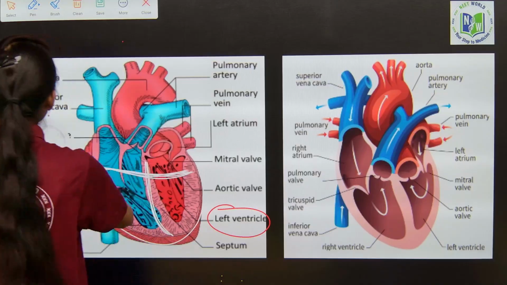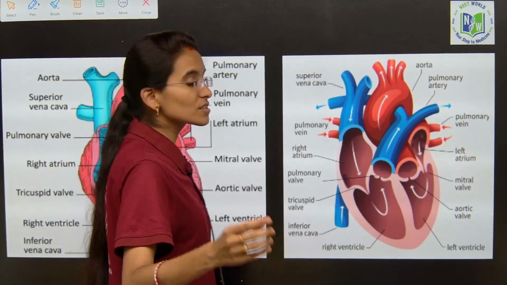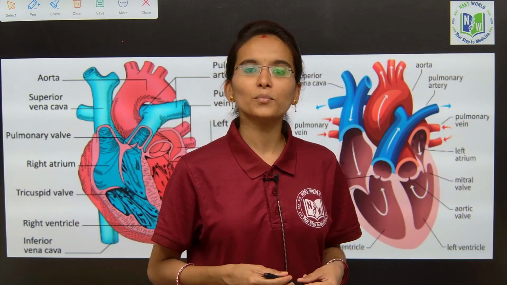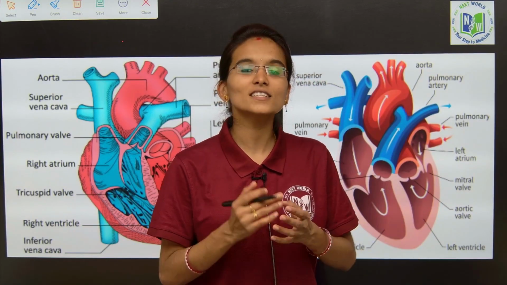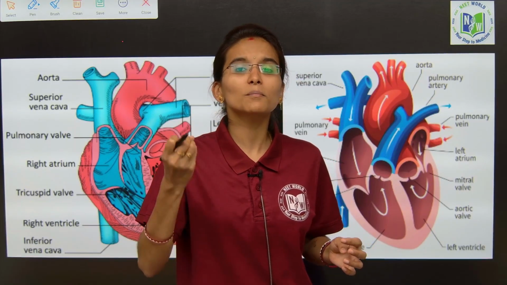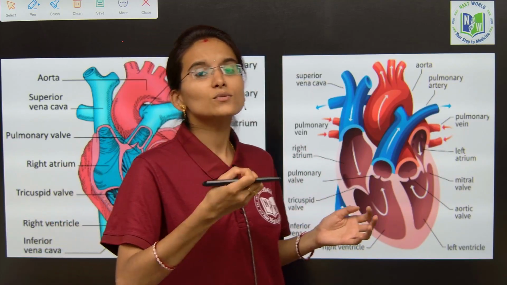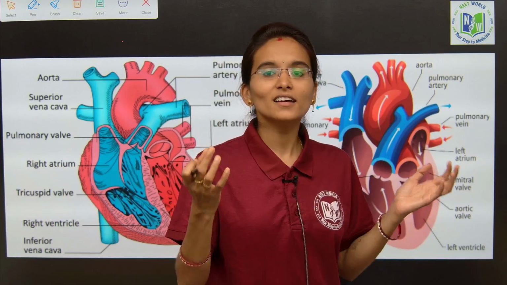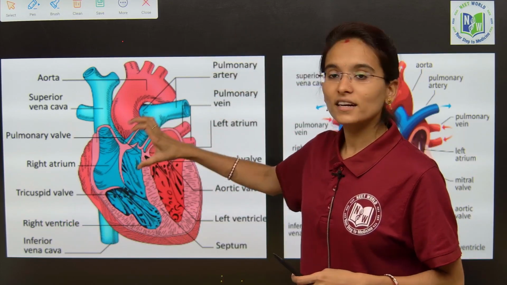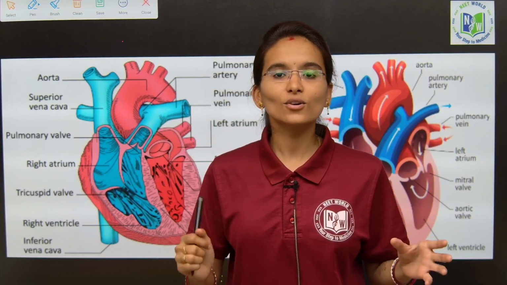Now what is the main function of the heart, my dear students? To pump the blood to all the body parts. We call the heart one of the most important organs because it pumps continuously throughout life. Whenever it stops pumping, that becomes the end point for us. It is the organ which pumps the blood continuously throughout life.